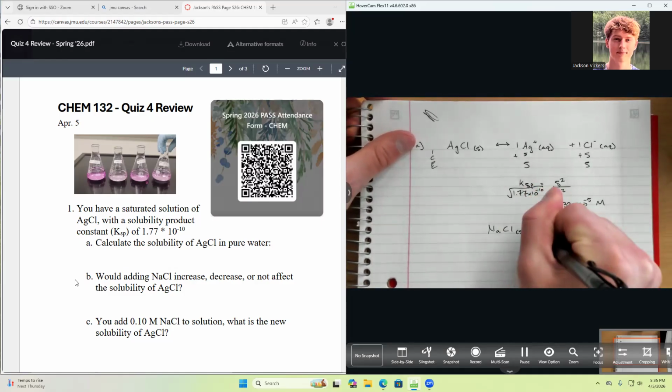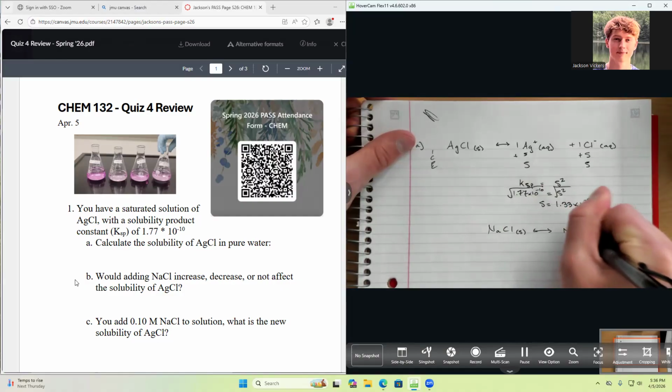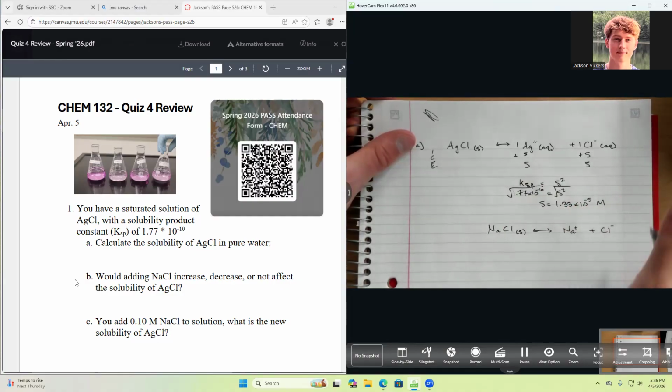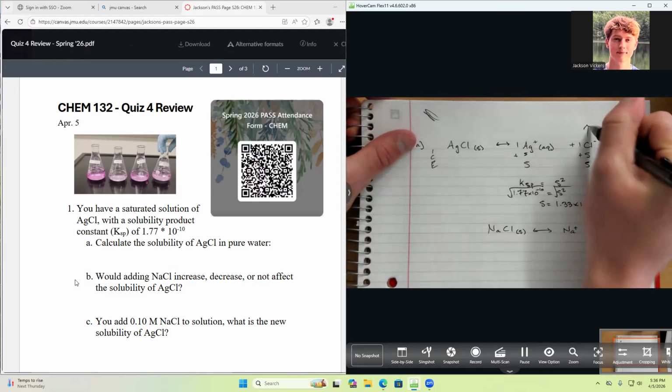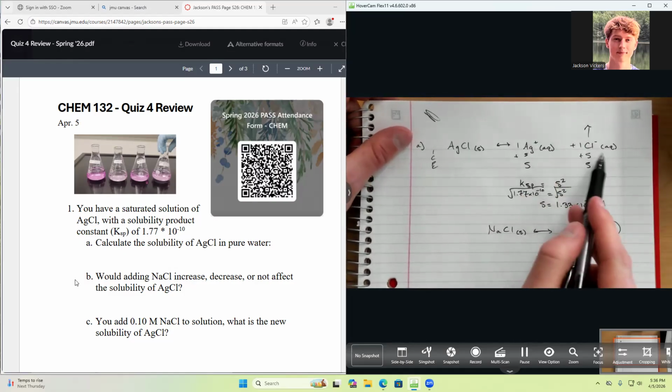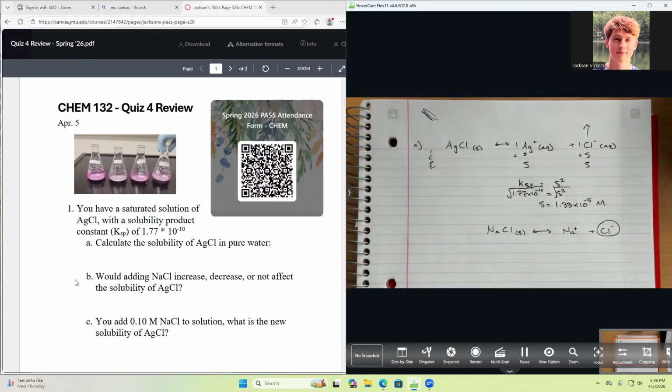It's a solid. It would break up into sodium ions and chloride ions. And if we're increasing chloride, we can think about this first equilibrium expression. We're increasing one of the products. We said that in Le Chatelier's principle, if we increase products, we're going to shift to the reactants to make more of the reactants, right?